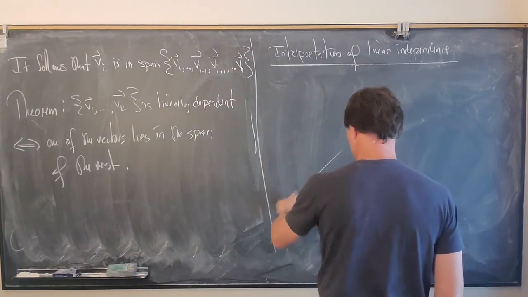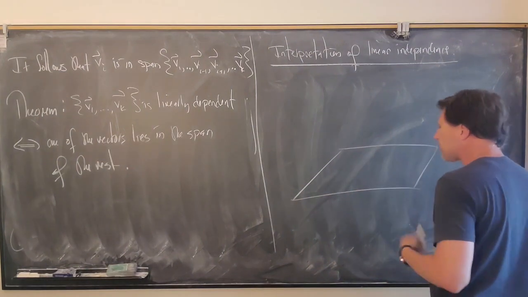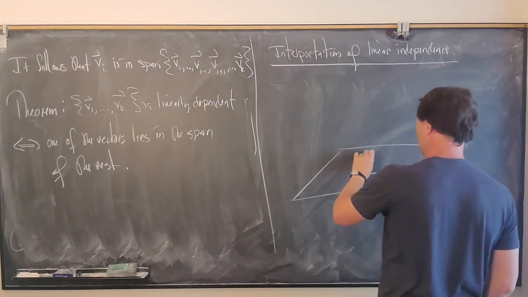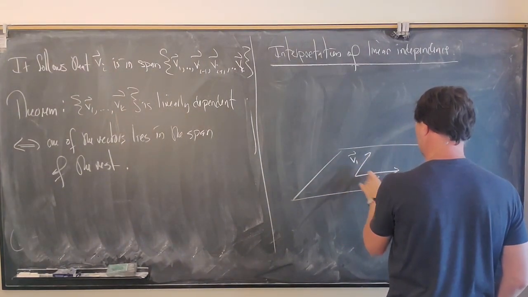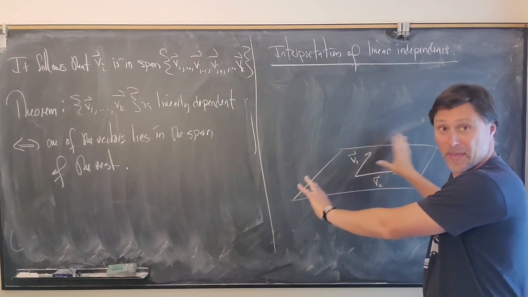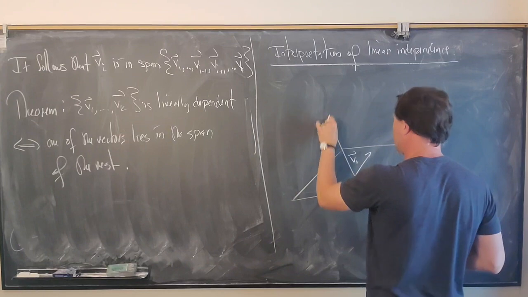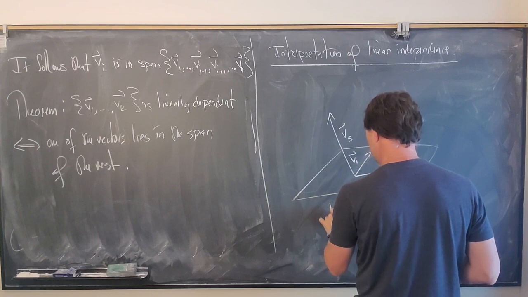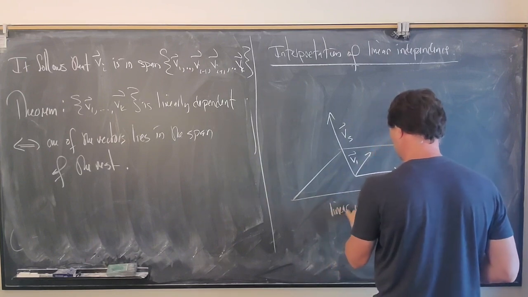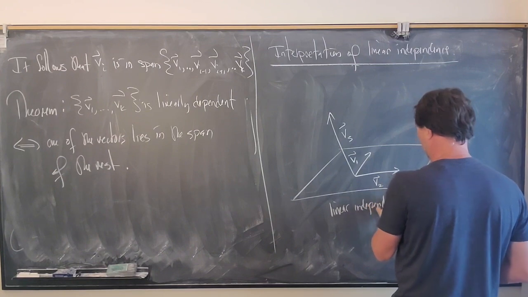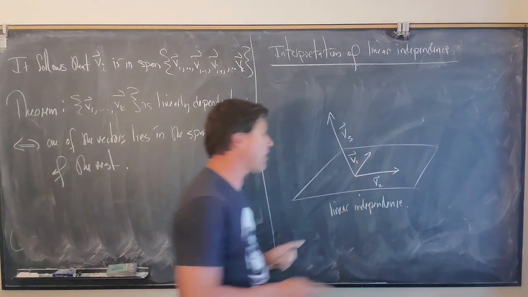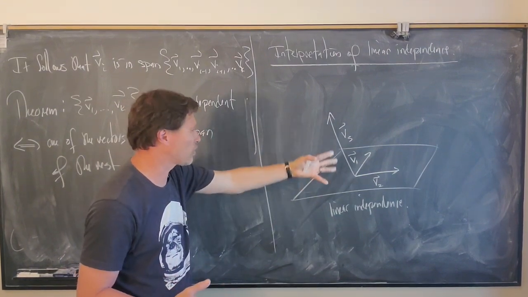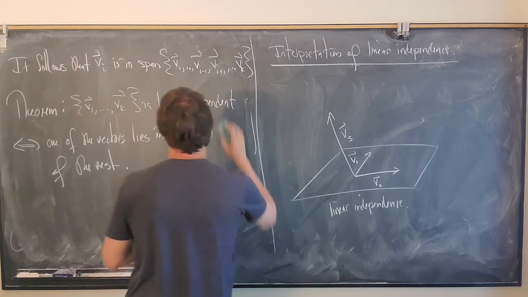So here's a picture of linear independence versus dependence. Notice V1 and V2, the span of those two vectors is a plane, and now I'm going to put a V3 up here. This is an example, a picture of linear independence. No one of those vectors lies in the span of the other two. That's what linear independence looks like. Here, I can only draw it in the three-dimensional setting.